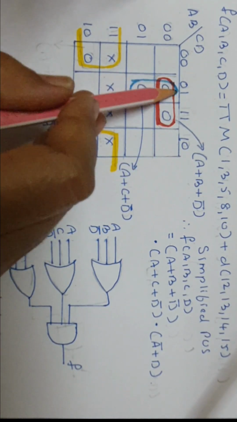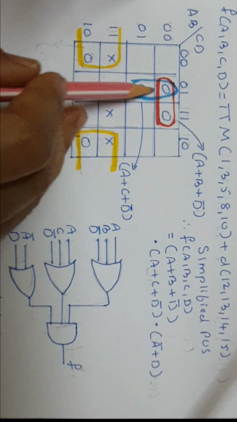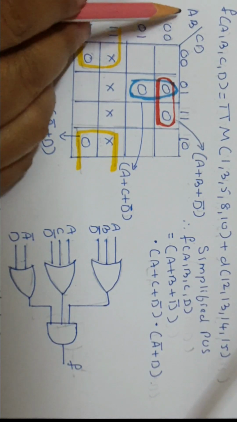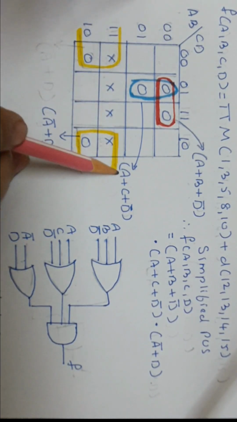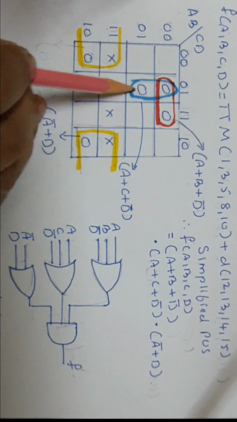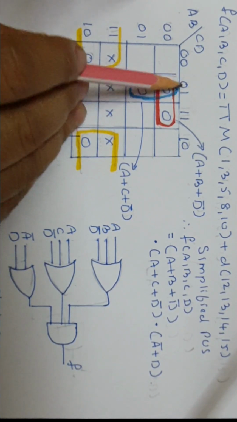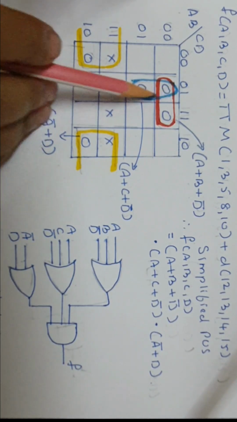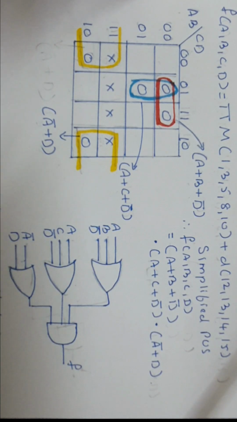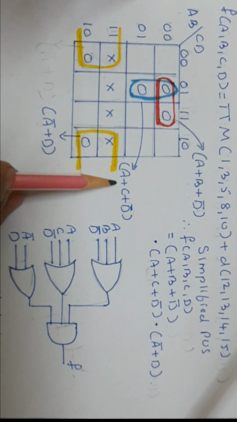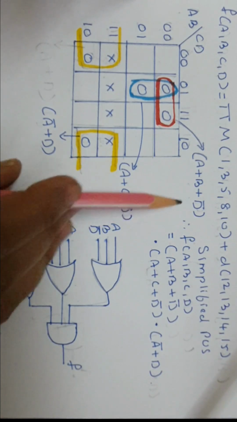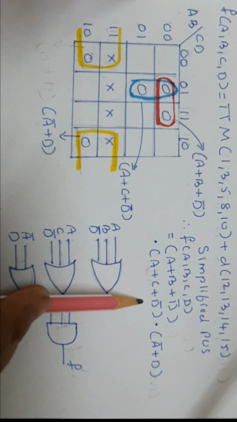Then, this group: here two members are covered in two rows, 0, 0, 0, 1. This first 0 corresponds to A, hence as it is. Plus these two members fall in one column only, 0, 1, that corresponds to CD. CD means C as it is, D is D bar. So, C plus D bar. This way for every group, what is row wise common is logically ORed with what is column wise common. They are written. Now, these three terms form the final expression.